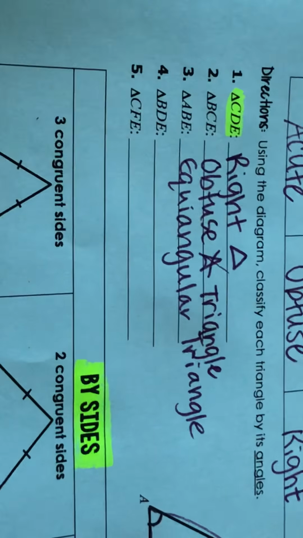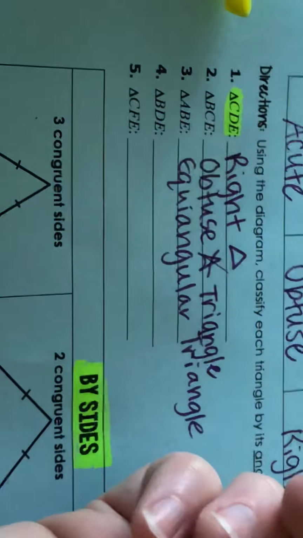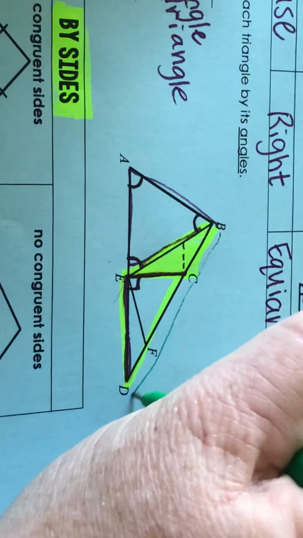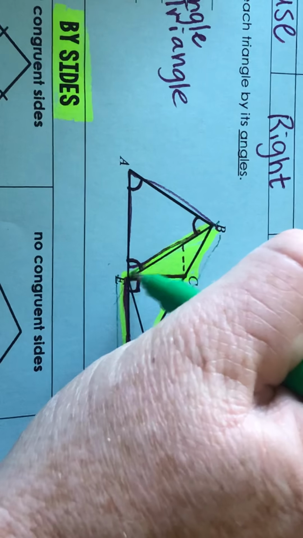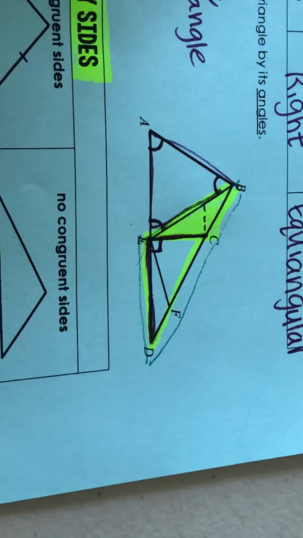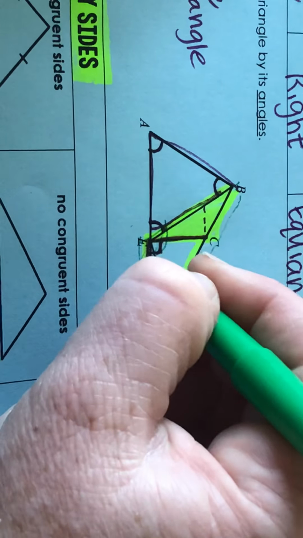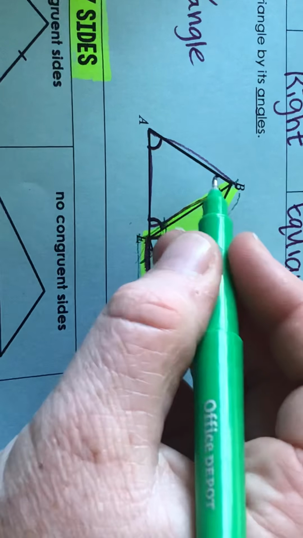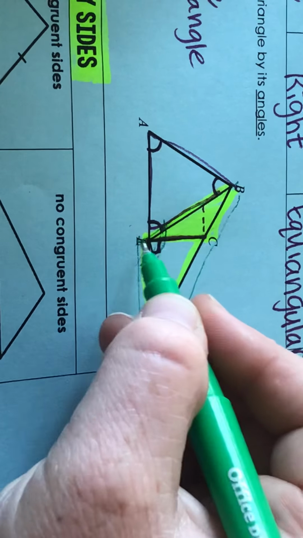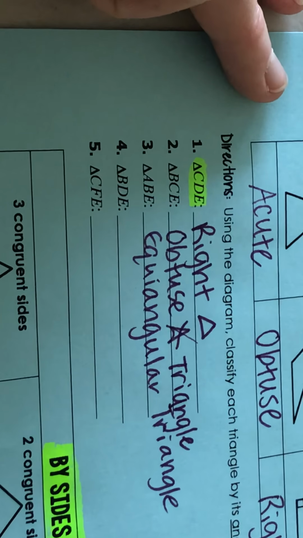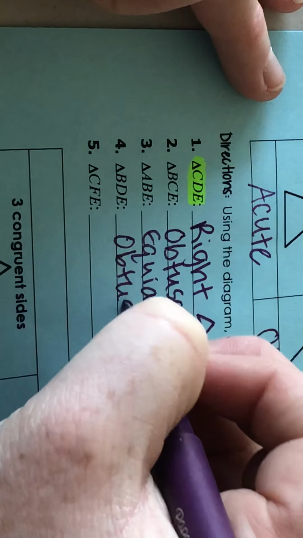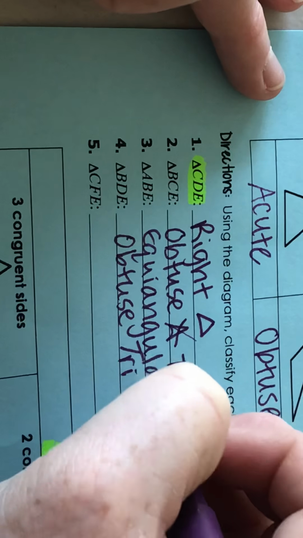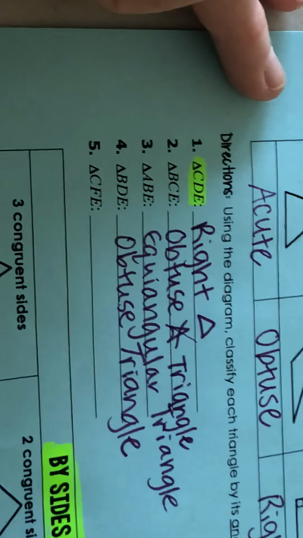Okay, BDE. Let me get a different color in. Triangle BDE, from B to D to E here. This one's easier to tell what this big angle is because you already have a 90 degrees coming down, and you can see that BE is going past where the 90 degree would be. So that triangle is an obtuse triangle. And then CFE.